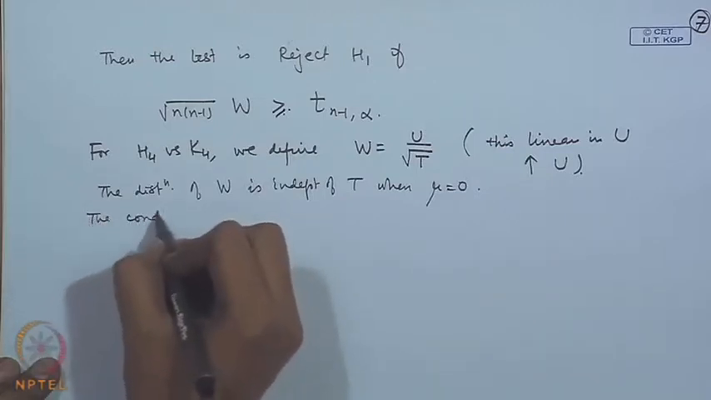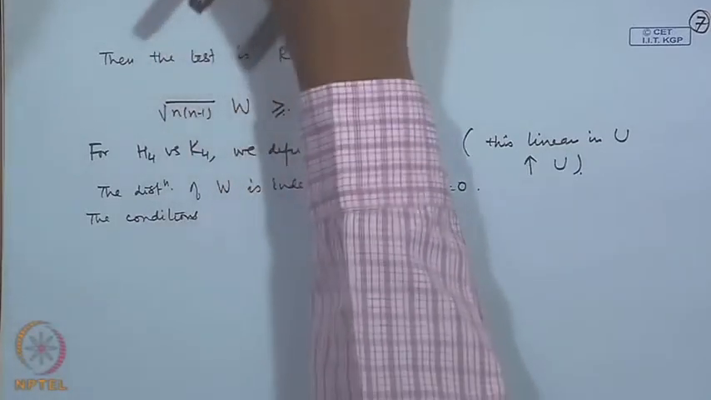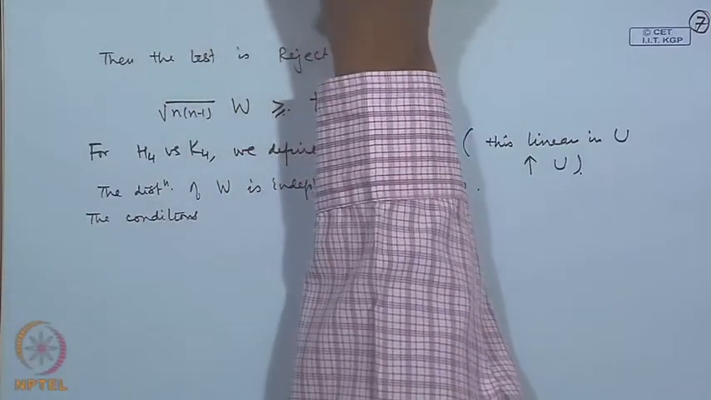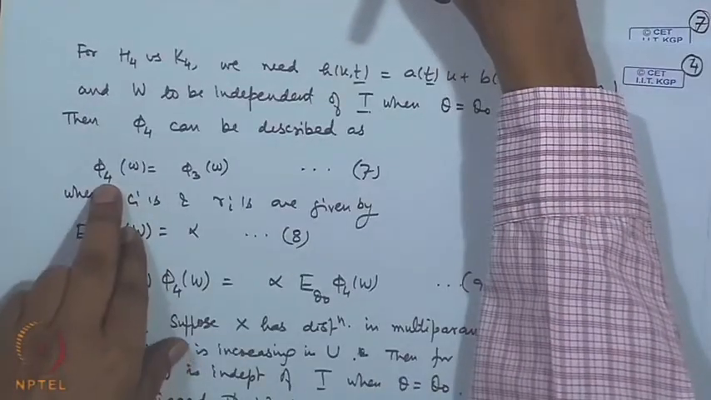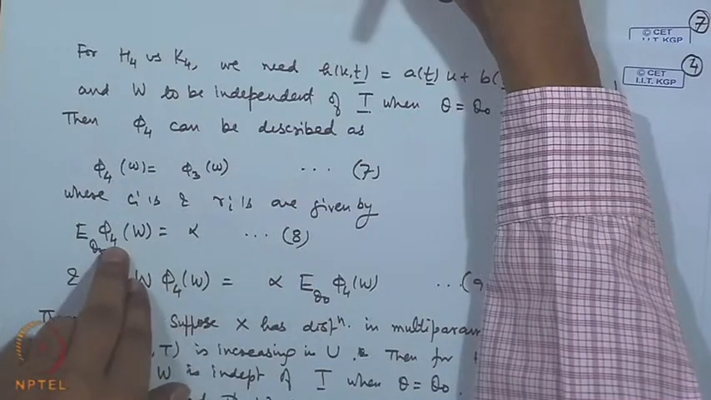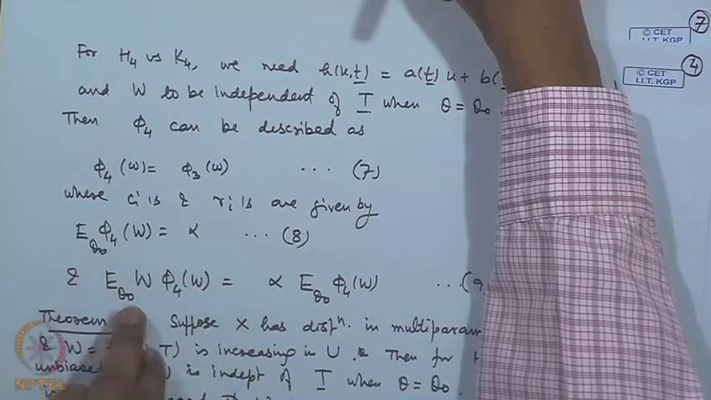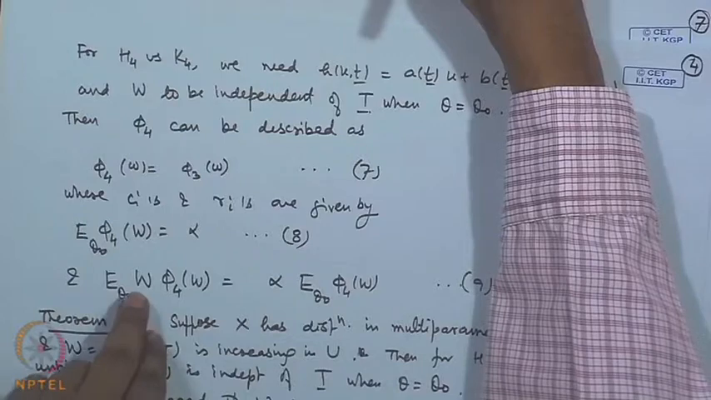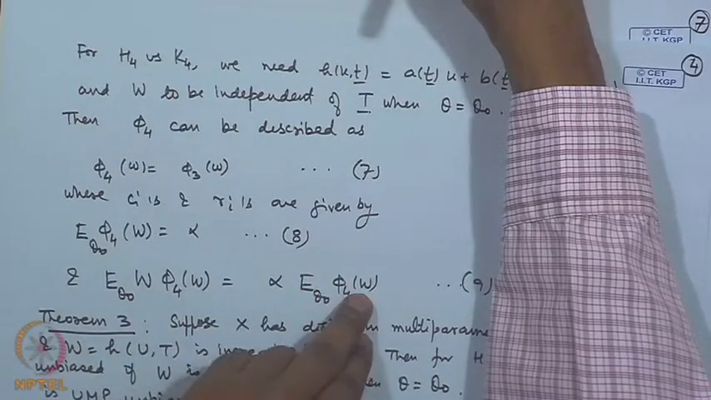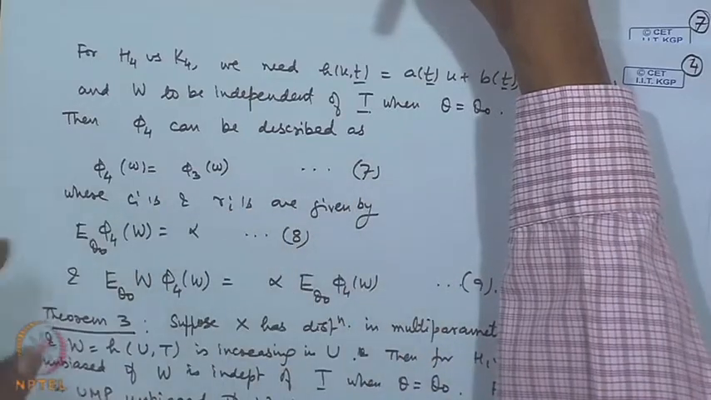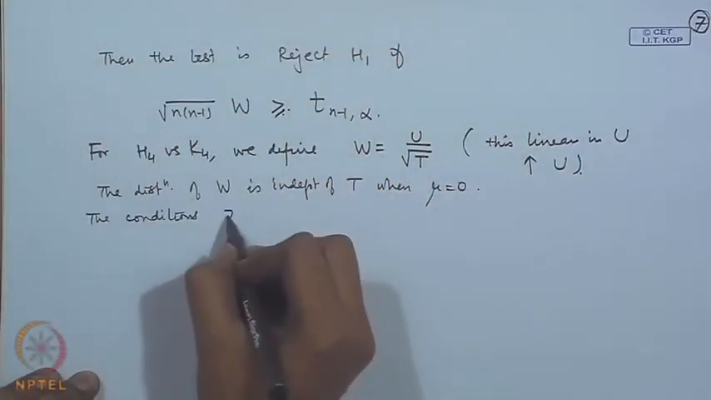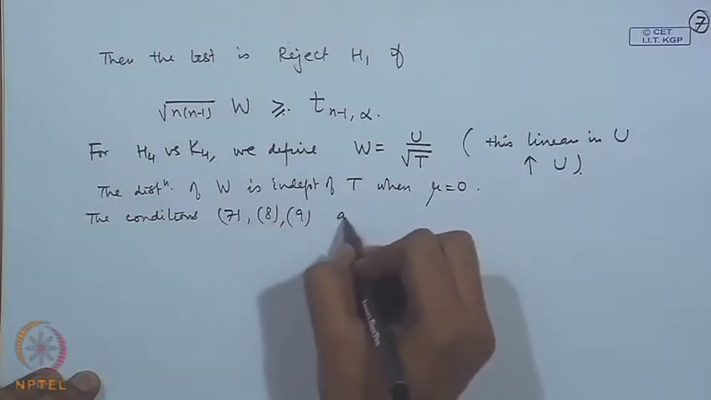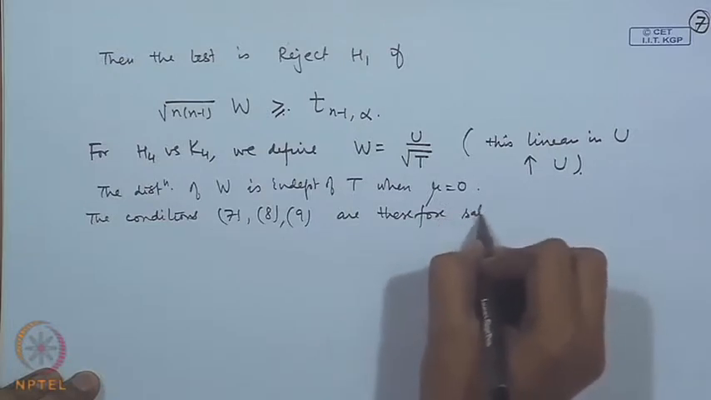So, the conditions that I wrote in the H4 versus K4 test for the test function phi 4, let us recollect those conditions. The expectation of phi 4 should be equal to alpha at theta naught, and also the expectation at theta naught of W phi 4 of W should be alpha times the expectation of phi 4 of W. These conditions 7, 8, 9 are therefore satisfied here.